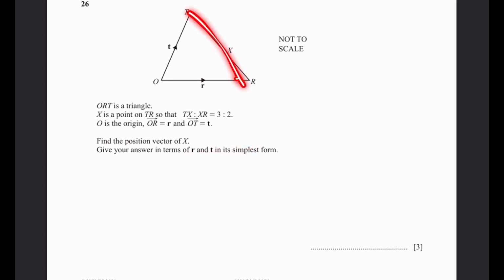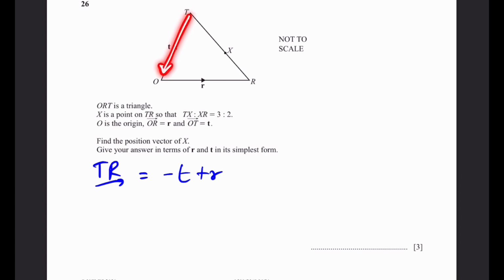First, let's find vector TR. To get from T to R, we can go from T to O and O to R. T to O, or TO, is the negative of vector T. So that means TR will be minus T plus R, because negative in T direction, R in the positive R direction. So that means it can be written as simply R minus T, right?